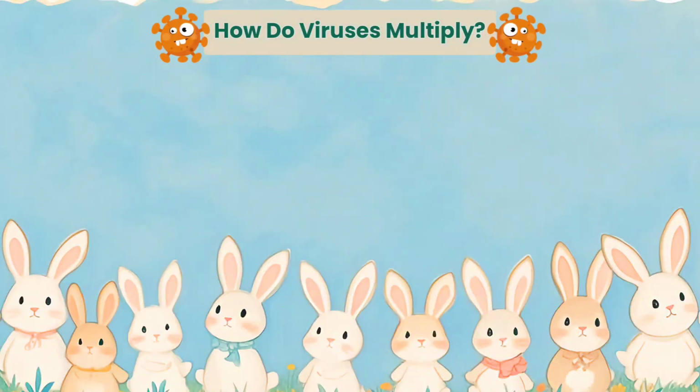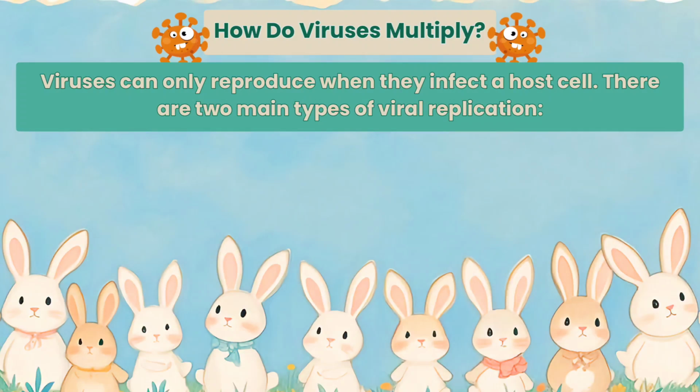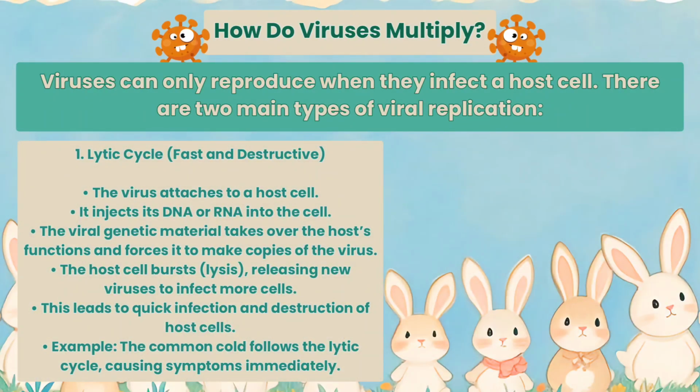Now, let us explore the question: how do viruses multiply? Viruses can only reproduce when they infect a host cell. There are two main types of viral replication. The first one is the lytic cycle, or the fast and destructive.